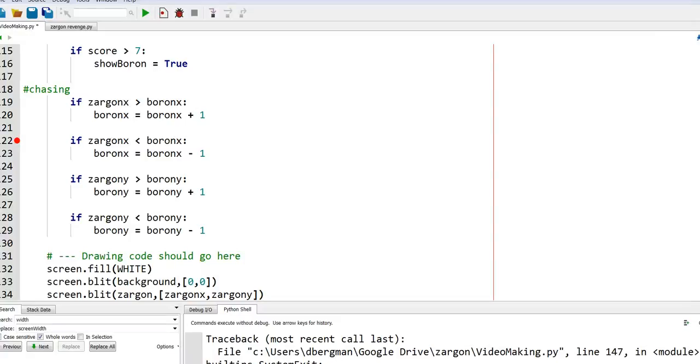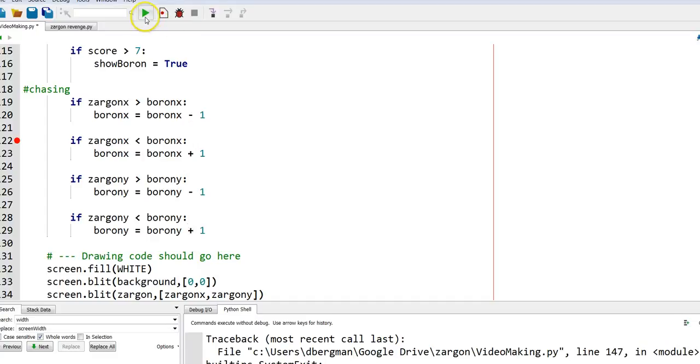It's the exact same thing, but we have to make one small change. Instead of boron moving to the right, for example, when he is on the left of boron, wherever Zargon is, we want to look at the x and look at the y, and I want to go the opposite direction as opposed to towards him. So it's a pretty easy thing to do. Literally, the stuff we just did, if you flip all your minuses and pluses, instead of going towards him, he's going to go away from him.